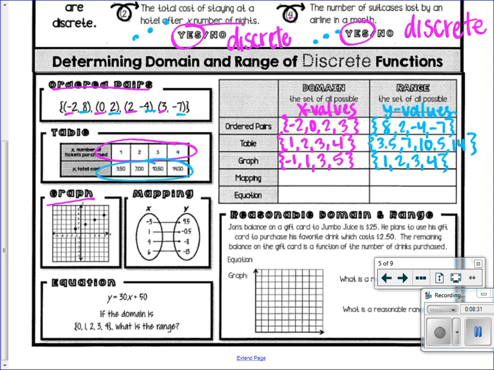For a mapping, mappings are always going to be discrete though, because mappings are just showing specific points. So our x values: -3, 1, 4, and 6. And then for our y values: 1.5, -0.5, -8, and -13.